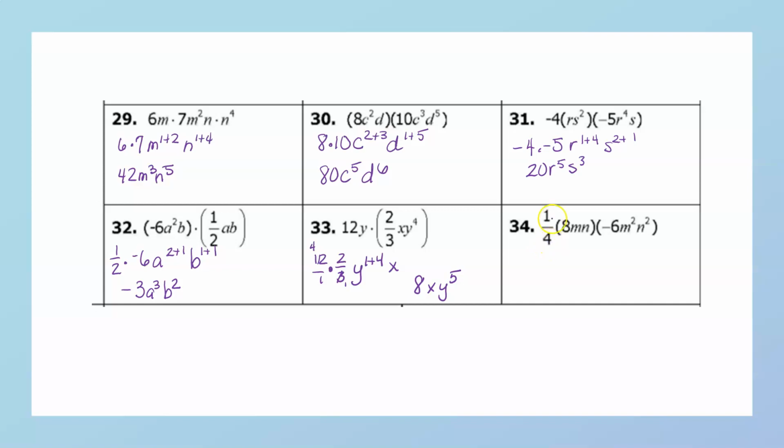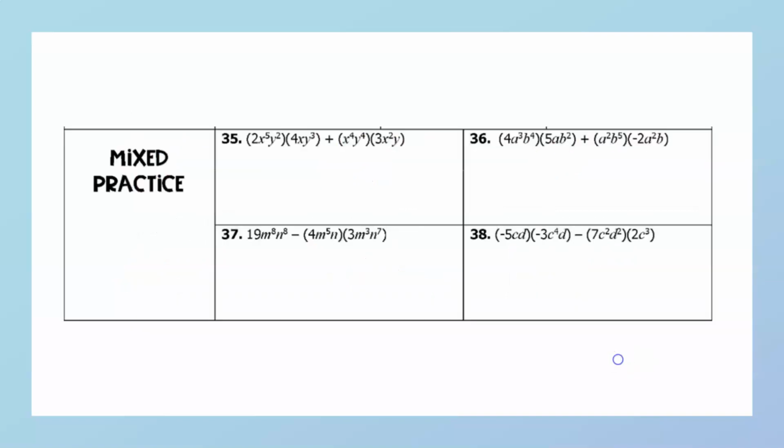So I have 1/4 times 8 times negative 6, m to the 1 plus 2 power, n to the 1 plus 2 power. So 1/4 of 8 is 2 times negative 6 is negative 12, m to the 3rd, n to the 3rd. Just a few more.